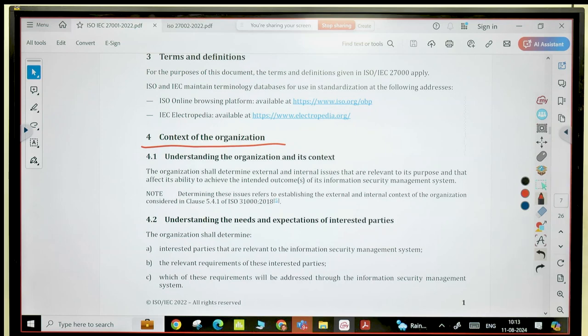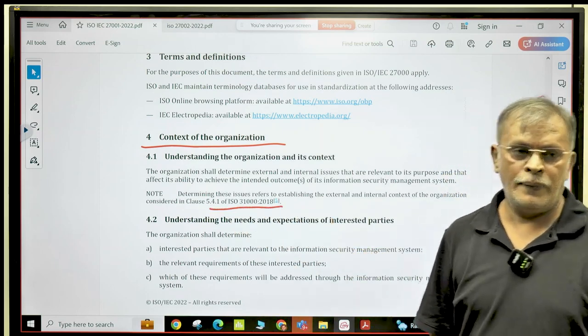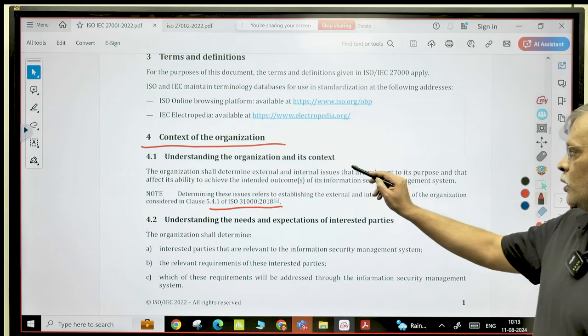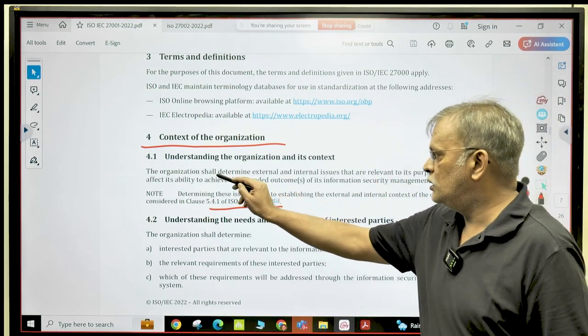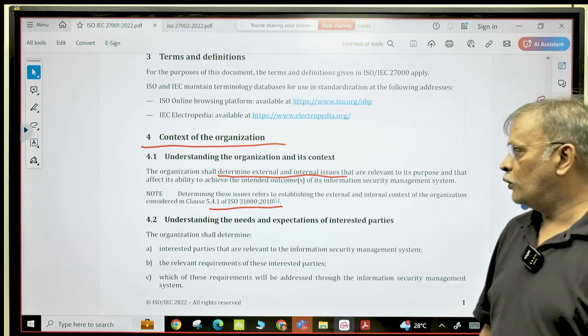Note, determine these issues referring to establishing the internal external context considered in clause 5.4.1 of ISO 31000:2018. ISO 31000 is a beautiful risk management document. In its document the list of external internal issues is clearly mentioned. You can use that to reference and identify internal external issues. So clause number 4.1 is only asking you to determine the internal and external issues vis-a-vis the information security of the organization.